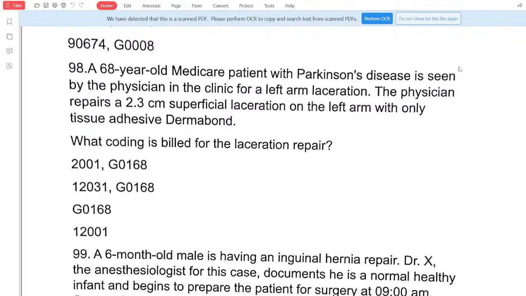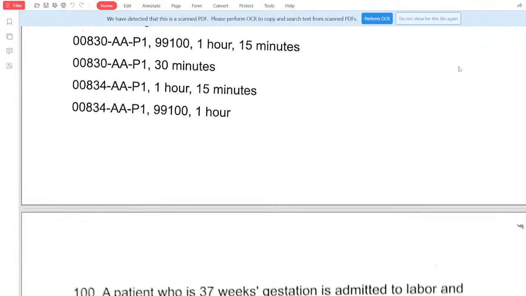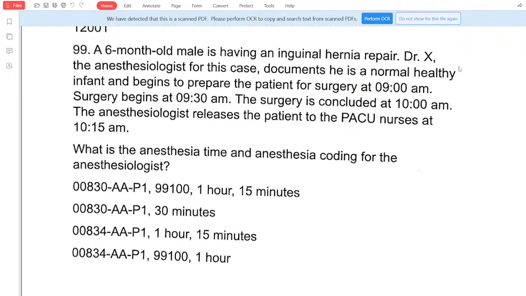Check G0168, guys. Check G0168. You will get an idea about that. That is the correct answer. G0168 is the correct answer. Yeah, 99. Yeah, Yogesh. Correct answer.